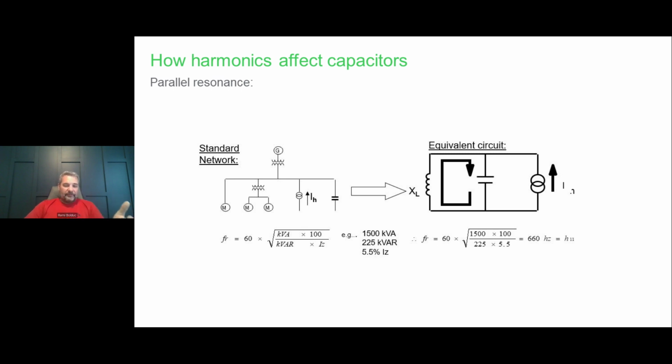If you want to calculate the resonant frequency in this case, and the same formula applies for series resonance, you can. You have a 1500 kVA transformer, a 225 kilovar capacitor bank, and the impedance of your transformer is 5.5%. You compute this, and it tells you that you'll be resonating at 660 hertz, which is equivalent to the 11th harmonic order. Okay, so what does that mean? Well, I'll try to show it to you in the next few slides.